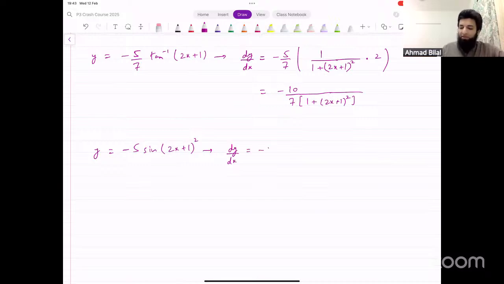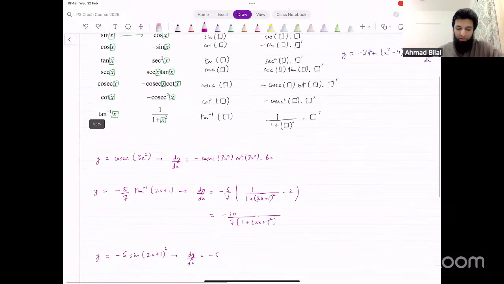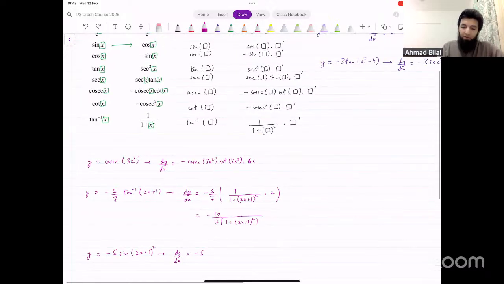Okay, minus 5 is a constant that remains outside as it is. What's the derivative of sine? Derivative of sine is cos, right? So this will convert to cos. Let me actually show you the formula sheet in front of you as well. Yeah, so that's the one on top here.